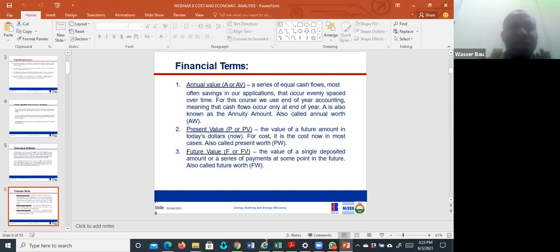So the financial terms used in project investment appraisal, project analysis, and cost control are what I'm going to analyze here. The first one is what we call the annual value, represented as A or AV. So if you see A or AV, it represents annual value. And what is annual value?